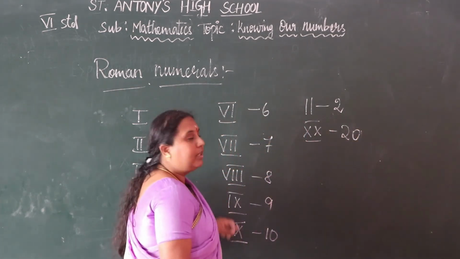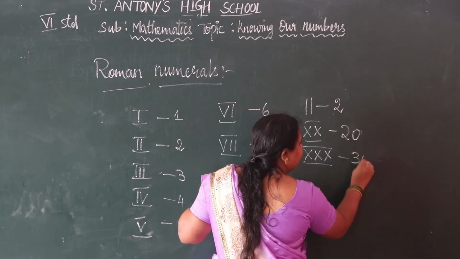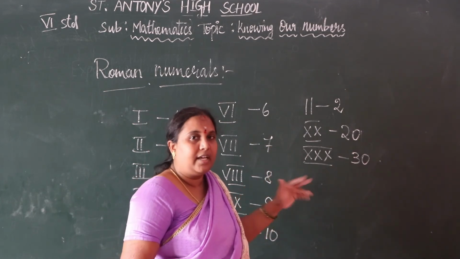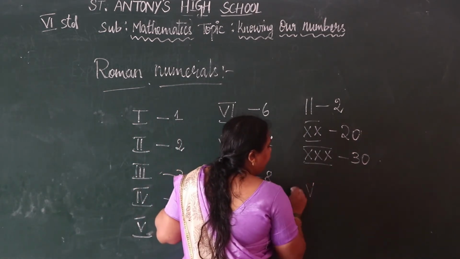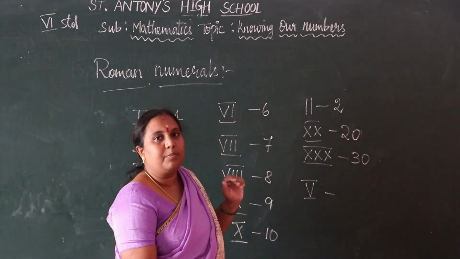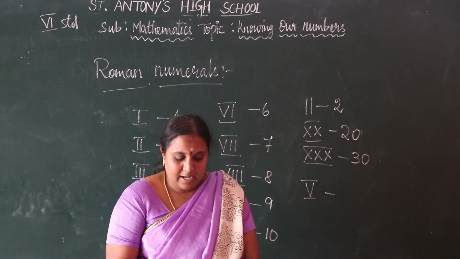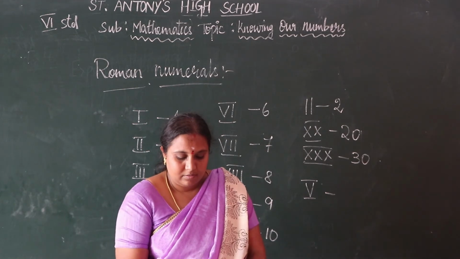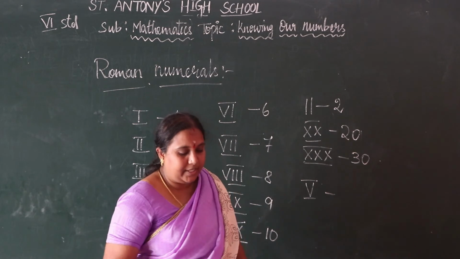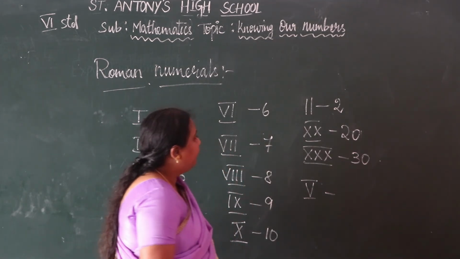20. Okay, so it is repeated again, 3 times. So this we can say as 30. But some Roman numerals are not repeated again. Okay, so this we can't repeat again. 5 is not repeated again, and 15 is also not repeated again. So 50 is also not repeated again. Okay, see the Roman numerals, it is given 1, 5.